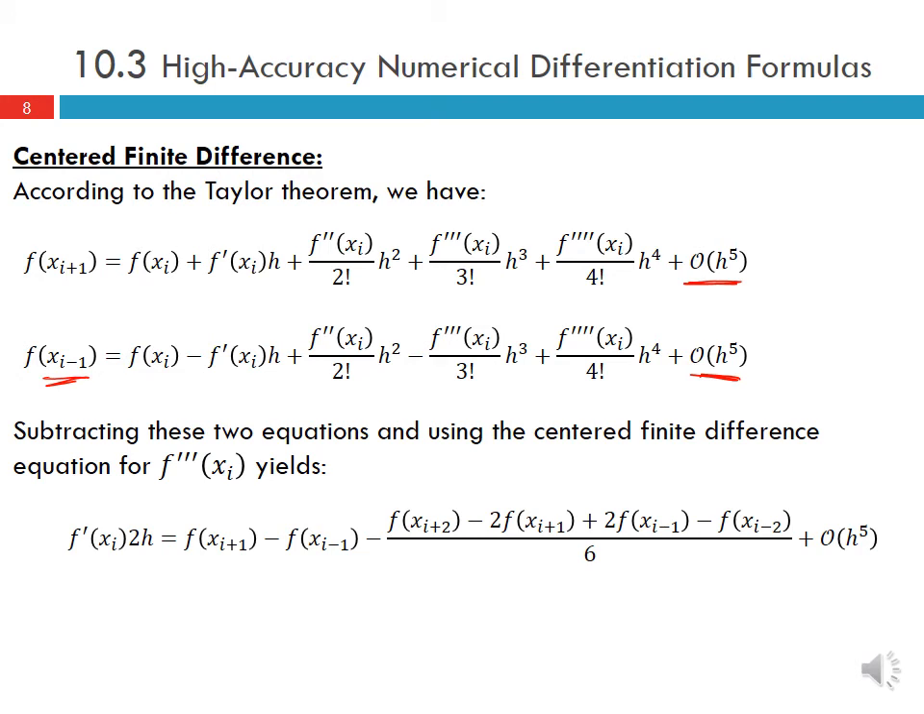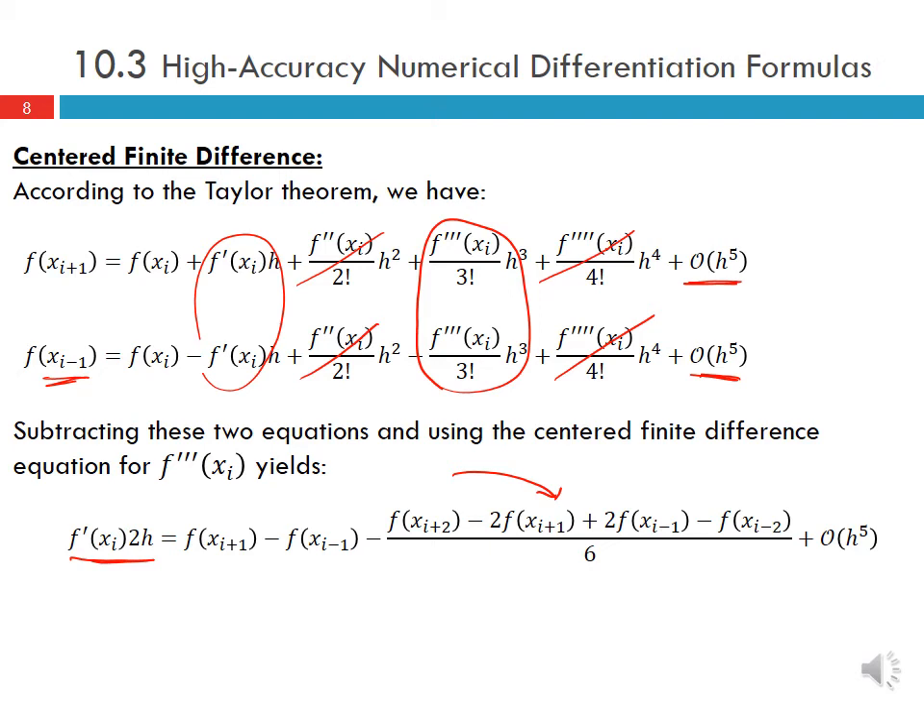Then we subtract these two equations and use the centered finite difference equation for the third derivative. When we subtract these two equations, these terms will cancel out, these terms will cancel out, and then we can plug in the centered finite difference equation for the third derivative terms, and that goes here. Then we rearrange for the first derivative term, which we have here. Now this depends only on the function values at our various points.